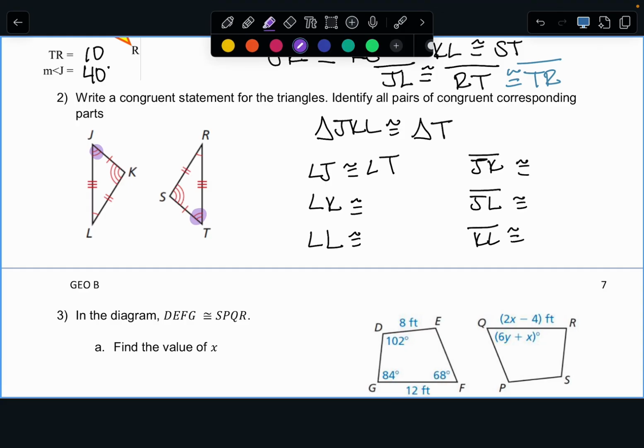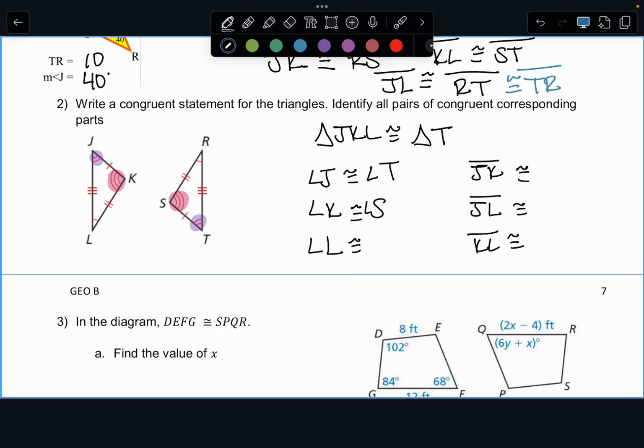Angle K, what's angle K congruent to? S. Oh, this is so easy. So we put angle S and we put TS. What's angle L congruent to? R. So we put angle R and we put R.